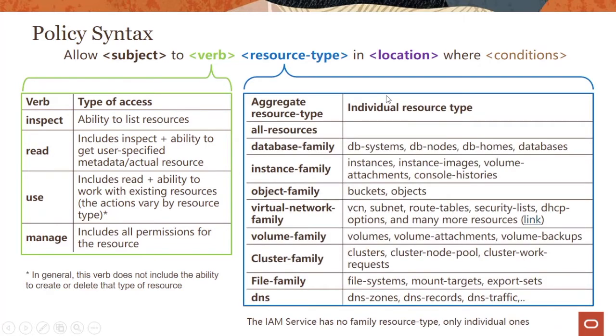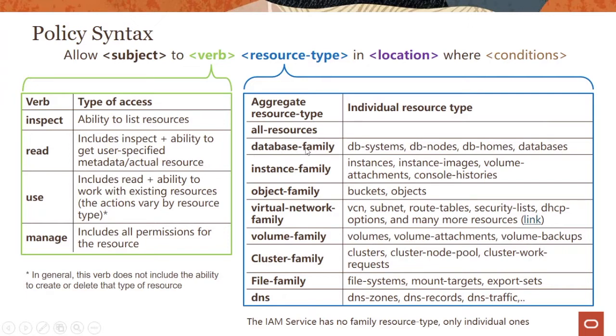Now, there are basically two kinds of resource types in OCI. One is the aggregate resource type, and then the second one is the individual resource type. As you can guess, aggregate resource types are tied to the various resources you have in OCI. The simplest way to look at it is if you want to give somebody access to everything in OCI, just go with this resource type called all-resources, which means all resources in OCI. If that is not what you want to give access to your users, you could go granular.